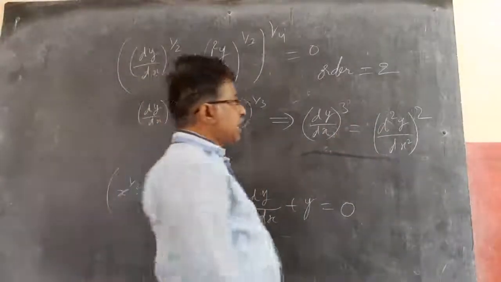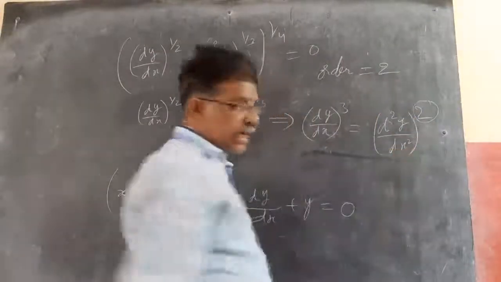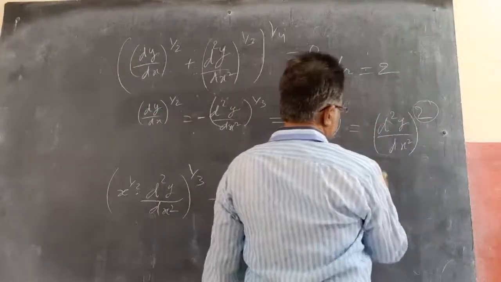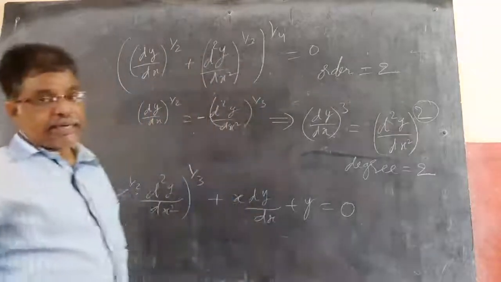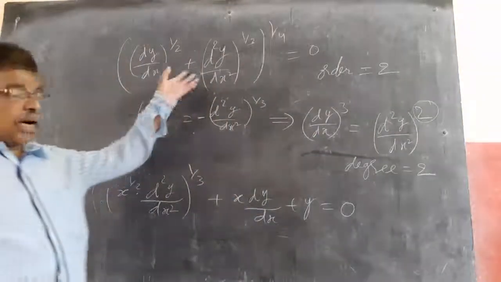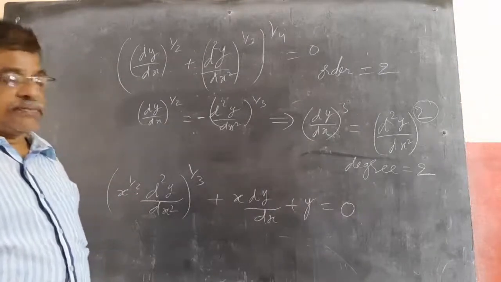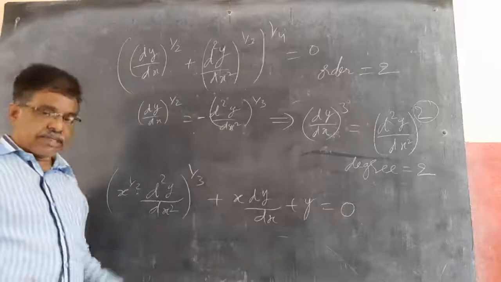Means order is 2. Degree of the equation, the highest power of the highest order, is 2. So order 2, degree automatically again 2 after simplifying. So order 2, degree 2 is the order and degree of this differential equation. Both are 2. And coming to this equation.